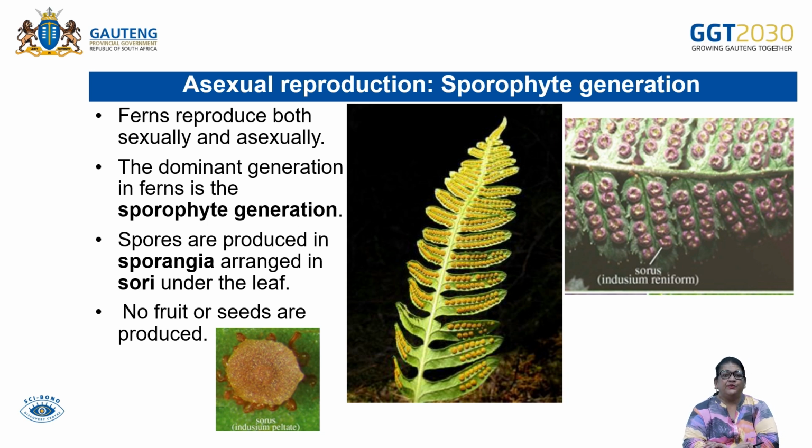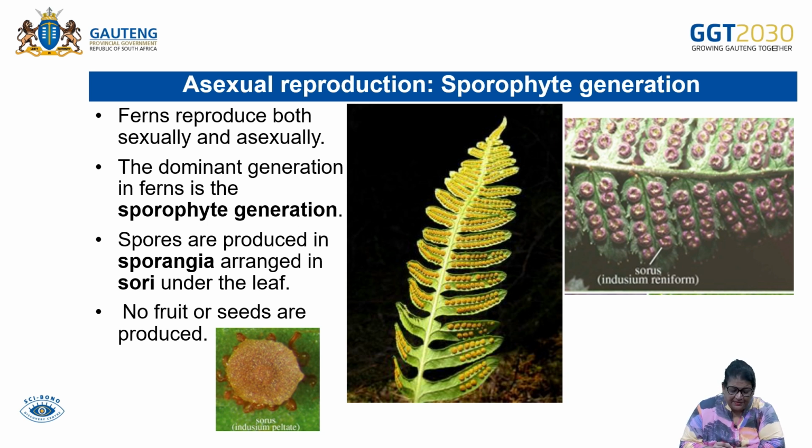Now we're going to look at what we call asexual reproduction. So learners, I don't know if you have ferns at school or at home, or you can ask your mom, Mom, do you have a fern plant? And you'll see that the fern plants are shorter, and that each leaf is divided into smaller leaflets. Now they reproduce both sexually and asexually, the fern plants. The dominant generation in the fern is the sporophyte generation.